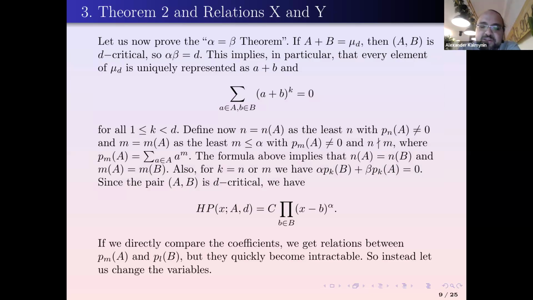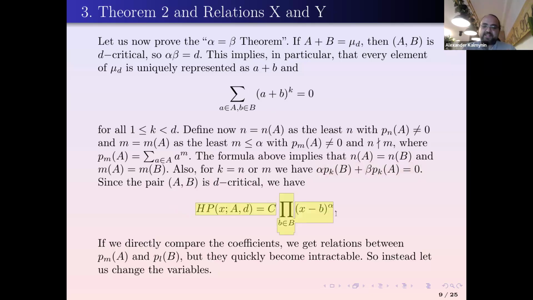So in what follows, K is either n or m. We will actually prove that m does not exist, but this is for later. So we have this relation. This is obvious from our formula. And since the pair is decritical, we have the factorization.